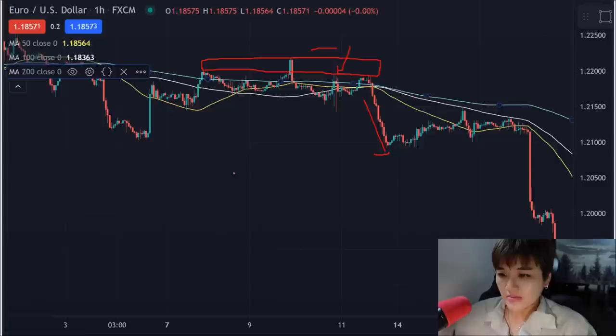Again, this also applies to stocks traders. Make sure you're trading the more liquid stocks. Don't go and trade penny stocks where nobody's touching, where the candlesticks is not even properly formed. Don't trade those.